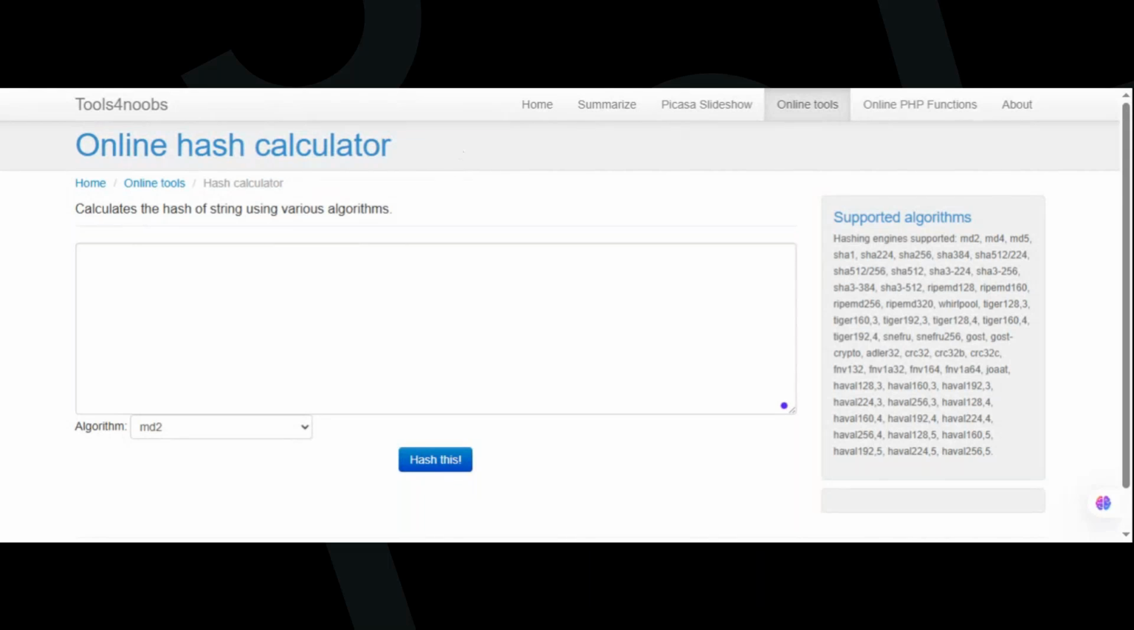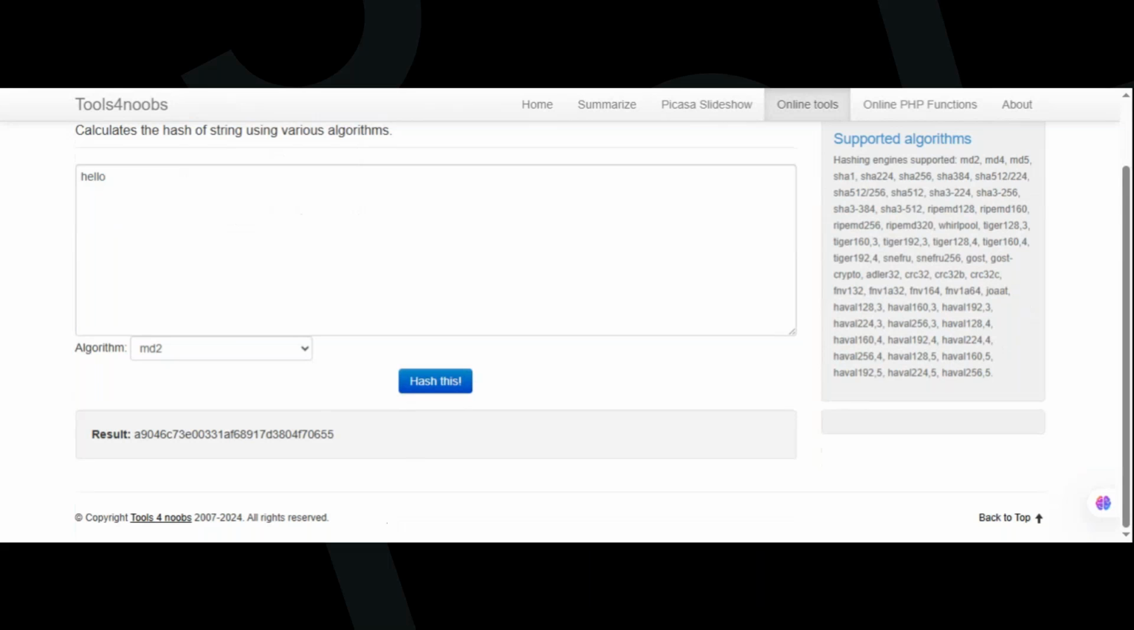Right? So this is the website. Now guys, suppose I'm writing hello, and I'm using some algorithms to hash this, and I will generate the hash. So guys, see, this is the hash. So can you tell me what's the key that we have used to generate this hash? Because if you remember, in encryption we use a key. So here, can you tell me?